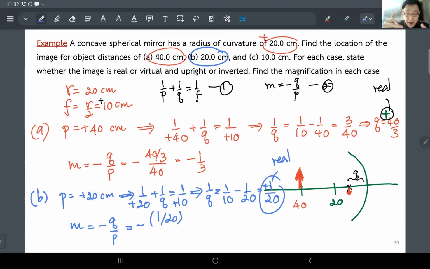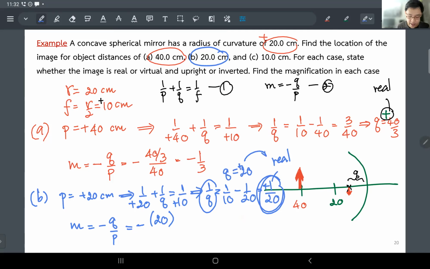Sorry, I have to flip it upside down too, my bad. Okay, guys, sorry, 20 over here. Don't forget this is 1 over Q equal to 1 over 20. So the Q has to be 20, yeah? Don't forget that one. Sorry, my bad. It just ran out of space, so I forgot to flip it upside down. There you go. All right, but a positive sign means real.